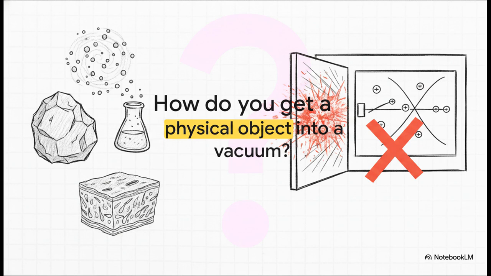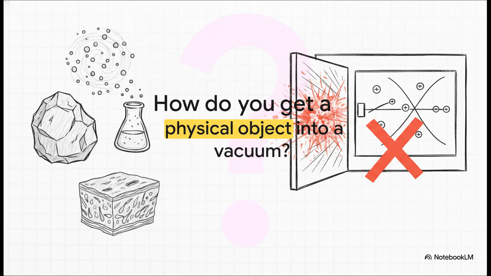Think about the physics of this for a second. We know that to manipulate ions without them just constantly crashing into atmospheric molecules, the inside of the mass analyzer has to be a total vacuum. So if you try to just open a door and shove a solid rock, a chunk of tissue, or a beaker of liquid straight in, atmospheric air is going to rush in, the pressure spikes, and you literally catastrophically ruin a highly sensitive, incredibly expensive machine.